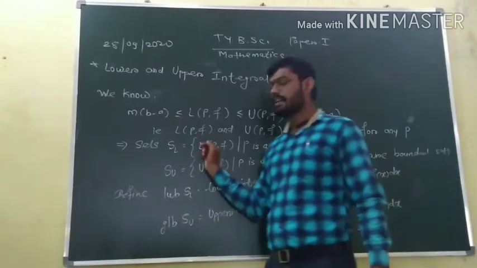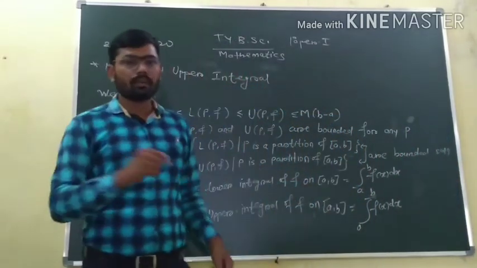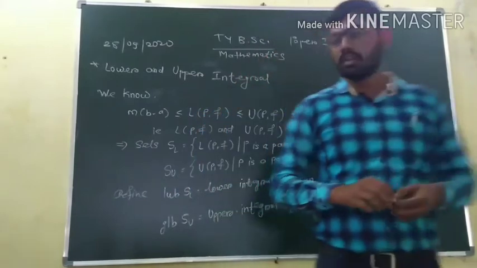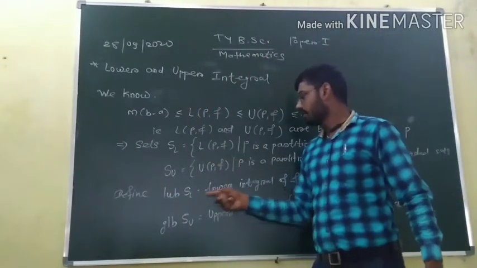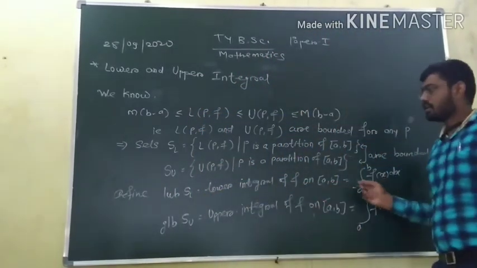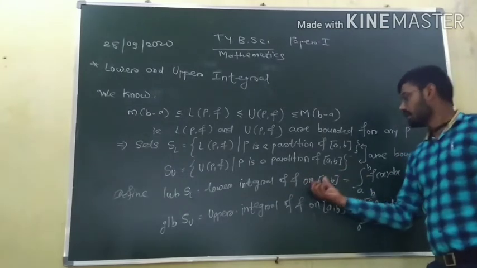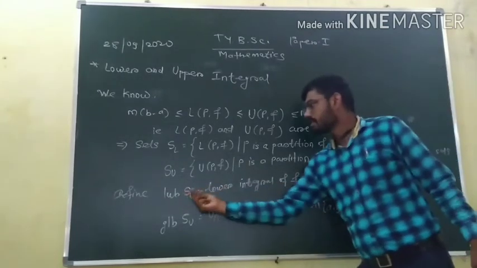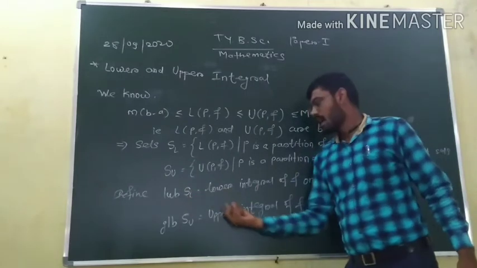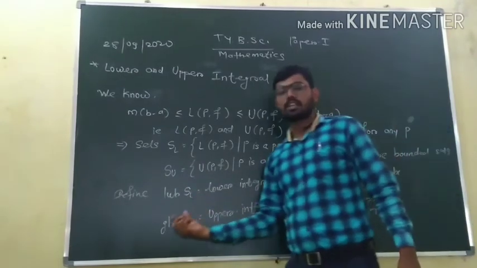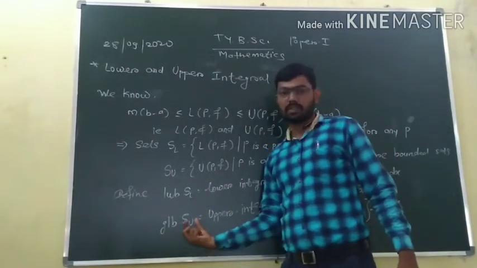We will get a clearer idea by taking an example later on. So this is the lower integral, this is the upper integral. What is the lower integral? Nothing but the least upper bound of the set of all lower sums. And what is the upper integral? It is the greatest lower bound of the set of all upper sums.